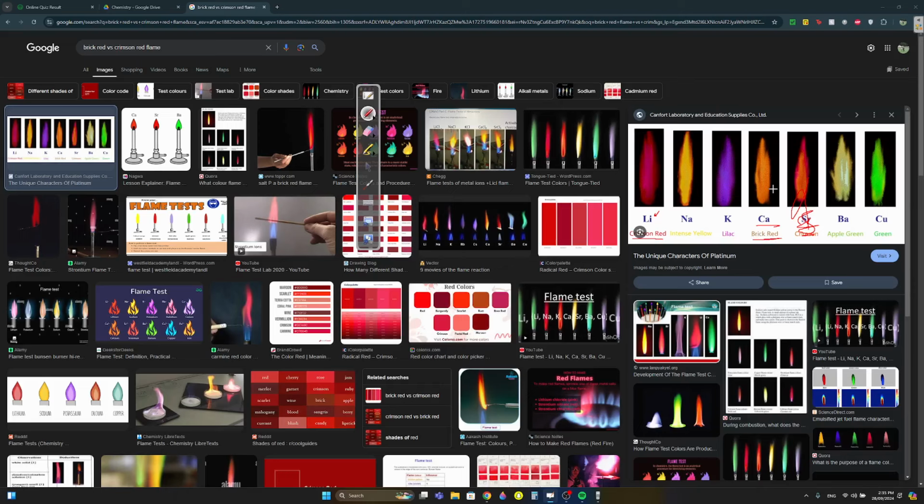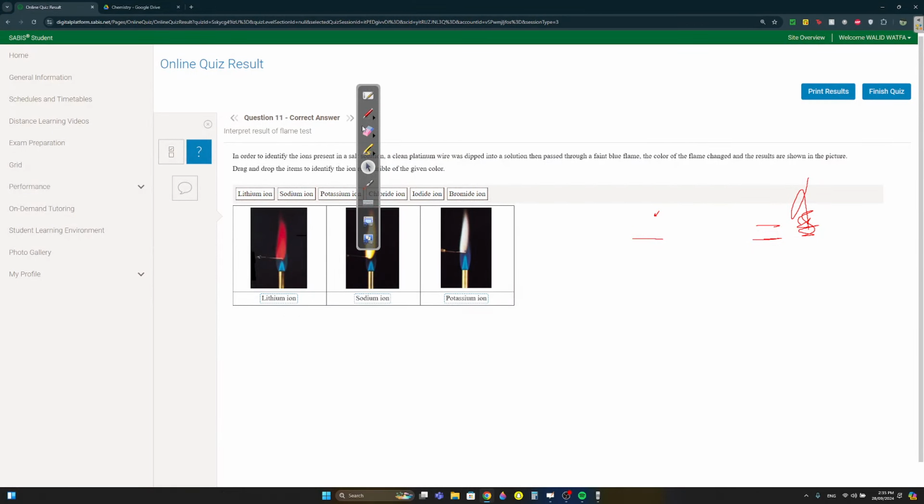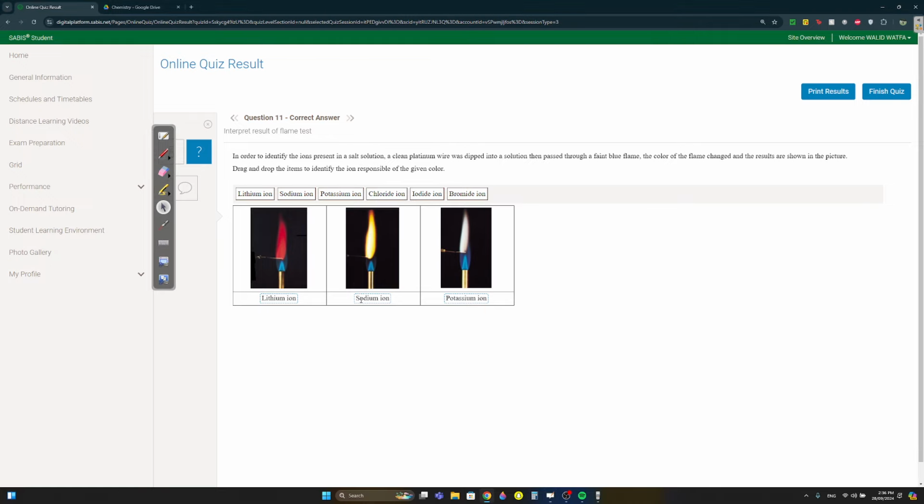You know what I mean? It's like red, but it's more orange. Brick red is kind of like orange red, if you get what I'm trying to say. Some people will get confused about it, but you won't get this type of question where it's both of them. Here also there's no choice for calcium. Anyway, so crimson red we know it's lithium.